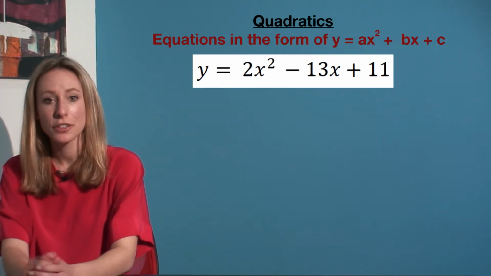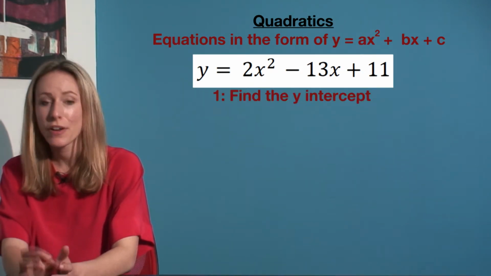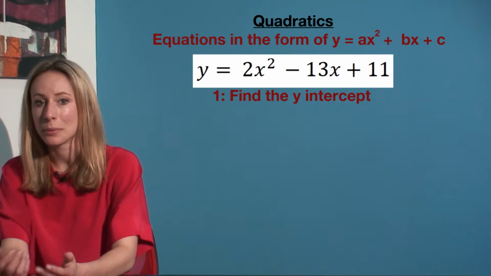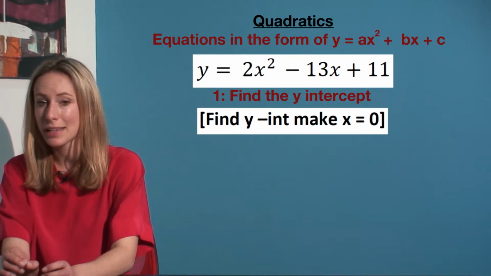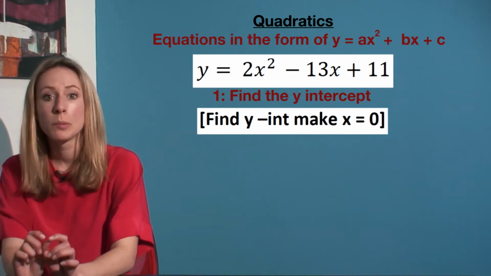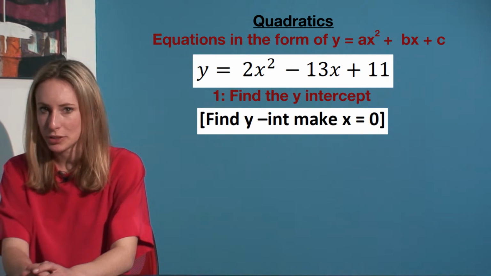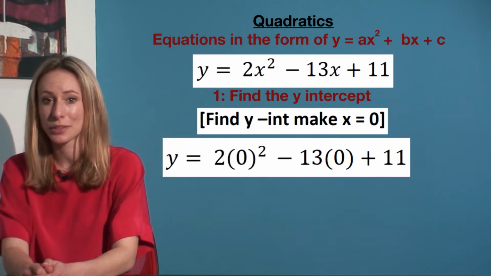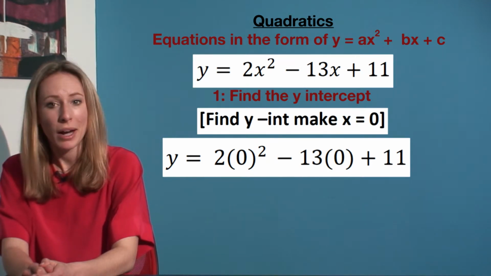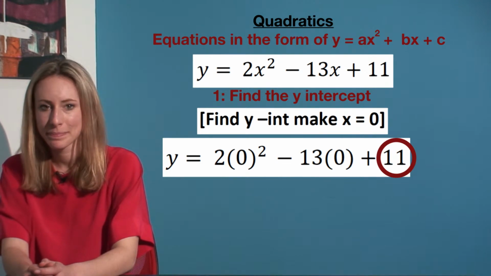Just like a linear graph, the first step to graphing is to find the x and y intercepts. To find the y-intercept, we let x equal 0. It is always a good thing to write "find y-intercept, make x equal 0" before you start the working out. This is so the examiner knows exactly what you are doing. When we have the graph in the form of y equals ax squared plus bx plus c, the y-intercept will always be the c value, which in this case is 11.